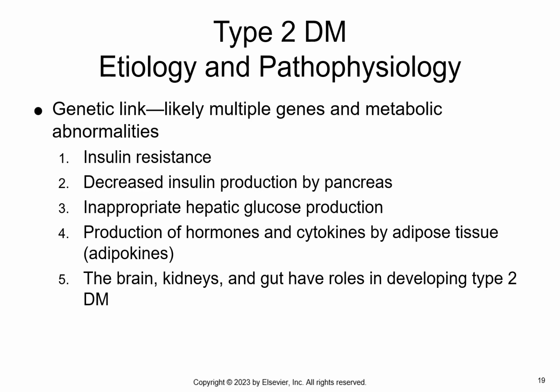So this leads to a third factor, which is inappropriate glucose production by the liver. Instead of properly regulating the release of glucose in response to blood level, the liver does so in a haphazard way that does not respond to the body's need at the time. A fourth factor is the production of hormones and cytokines by adipose tissue.